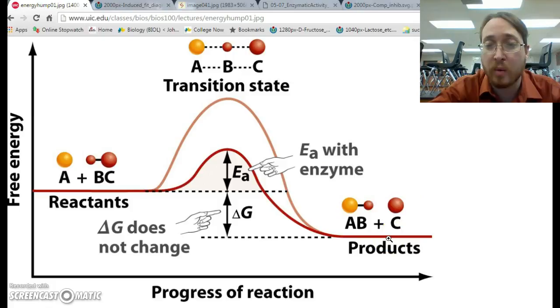And in this particular reaction, they will lose energy to the environment, and there's less energy stored in the bonds of these products than there is in these reactants.